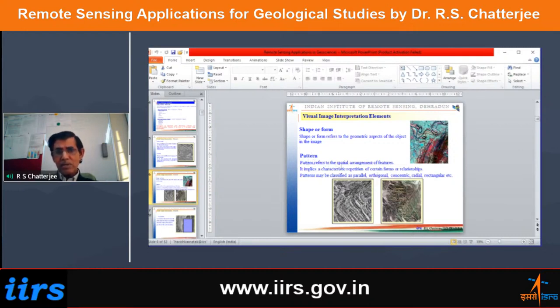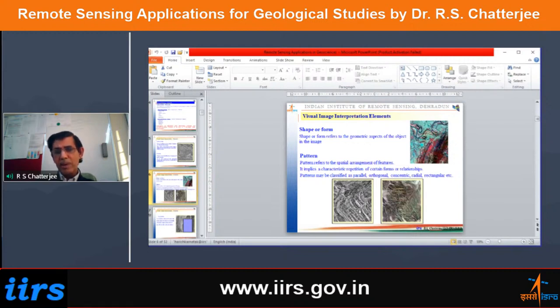The pattern. This pattern is defined as the spatial arrangement of the features, and there will be different kinds of patterns like parallel patterns, like orthogonal, like concentric, like banded pattern, a radial pattern, rectangular pattern. So different kinds of patterns of the objects. Here, what kind of pattern do you see? Banded. It's a parallel arrangement of the bands, isn't it? And this is a little bit curved also.